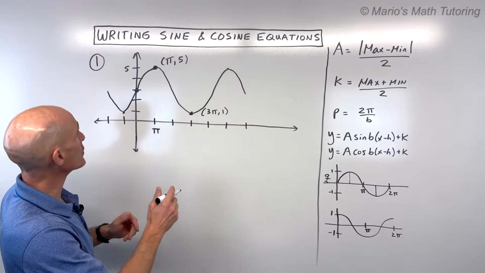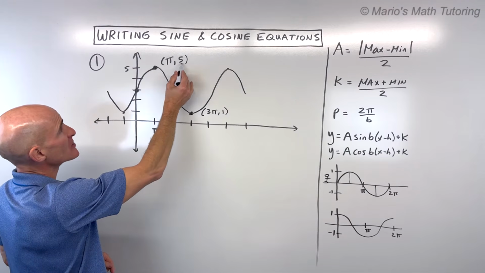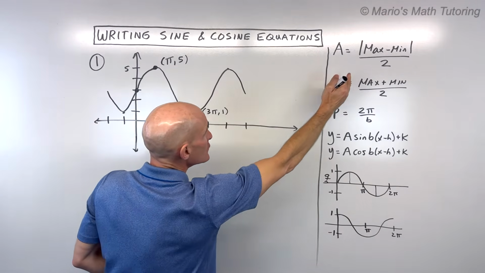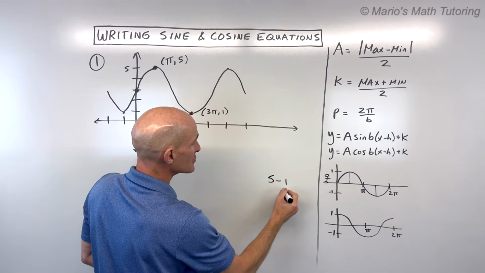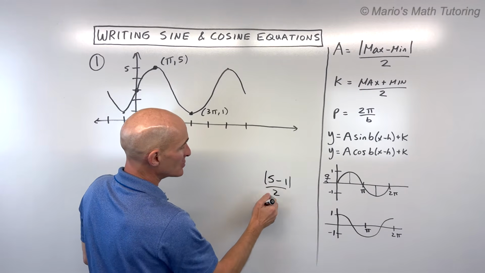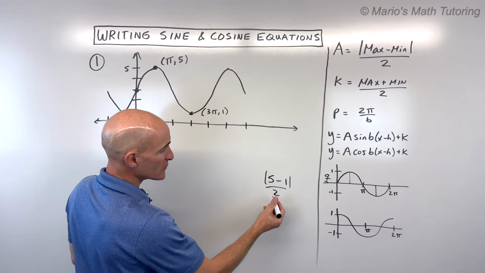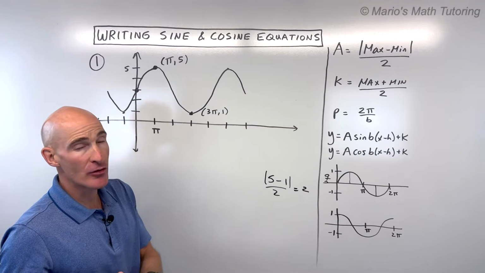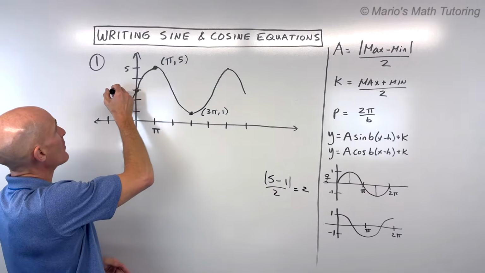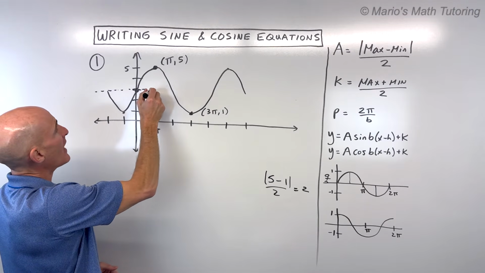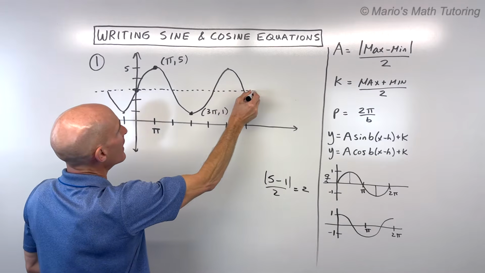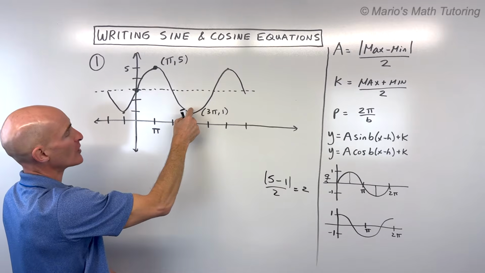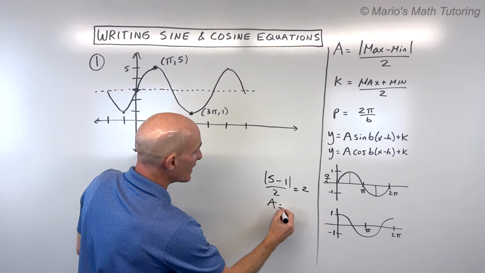So in this problem, we can see that the maximum is at 5. The minimum, or the lowest it goes, is 1. Using this formula, we've got 5 minus 1 divided by 2. So that's 4. The absolute value of 4 is still 4. Divided by 2 is 2. So that's how high these waves are. Another thing I like to do sometimes is draw in a midline, and then count what the amplitude is from this midline. Oh, I'm going up 2 or going down 2. So let's make a note here, a equals 2.